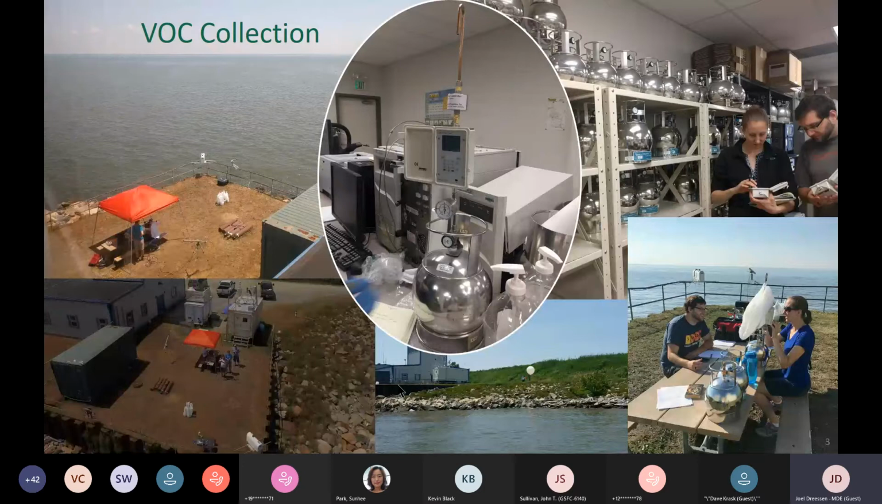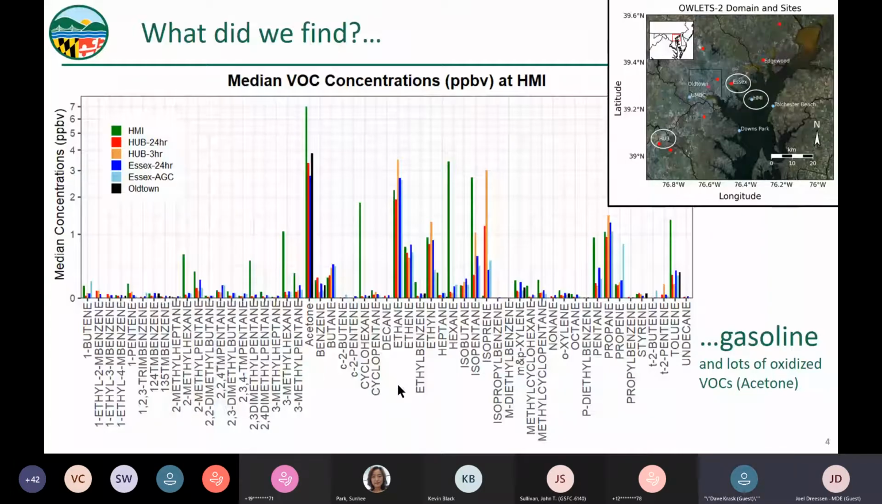But typically it's between 6 a.m. and 6 p.m. where we got our VOC measurements. What did we actually find? Well, in gross concentration, I didn't want to just figure out and see what was actually out by mass. I wanted to know how it compared to other sites.